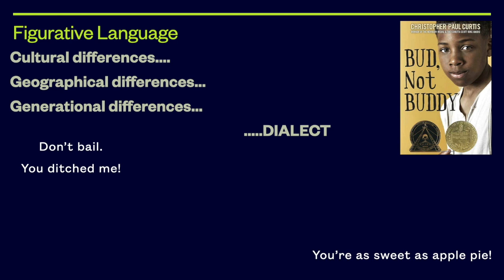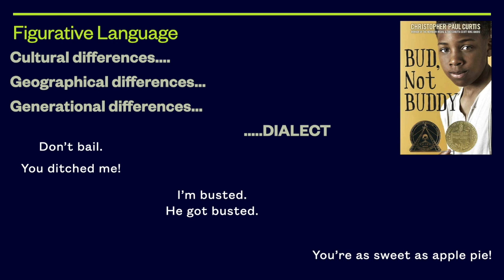But sometimes you can have two different words that express the same thing due to different cultures, different geography, or different generation. Now, in this generation, a lot of you say, oh, dude, don't bail. That means please don't leave, right? But my generation, we say, oh, don't ditch me, right? So it's the same meaning, please don't leave, but different cultures or generations say it differently.